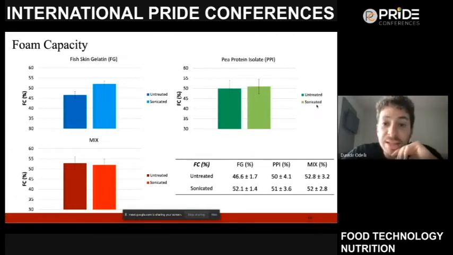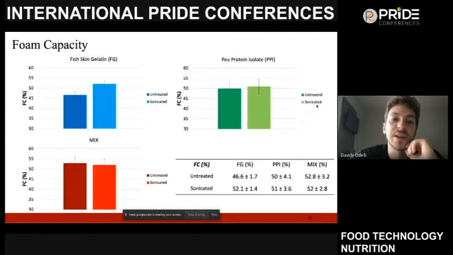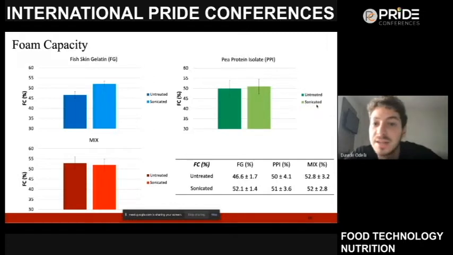We can say that in general, all of the foams reached a foam capacity value of around 50%. The only exception was the untreated fish skin gelatin, with a value of 46% foam capacity. And the ultrasound treatment only improved this sample in particular, increasing its foam capacity, while it didn't affect both the pea protein and the mix when they were mixed.